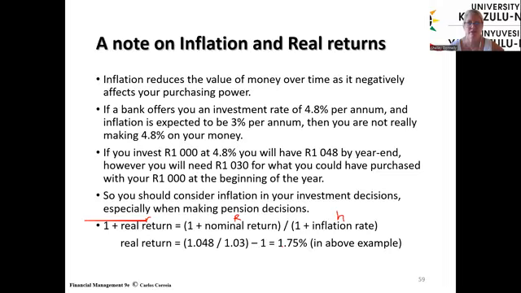So in real terms, when we're investing at 4.8% in nominal terms, and inflation's running at 3.3%, we're actually only really going to make a real return of 1.75%. Which is quite sad, really. But more on this in later chapters.